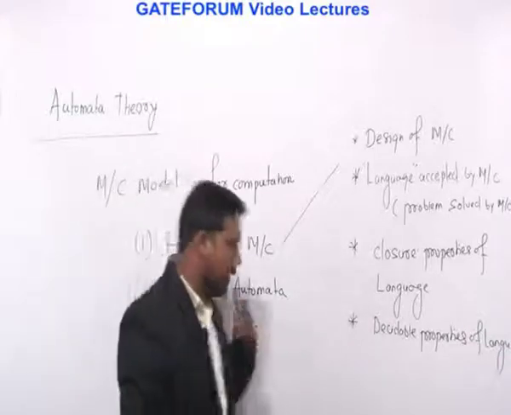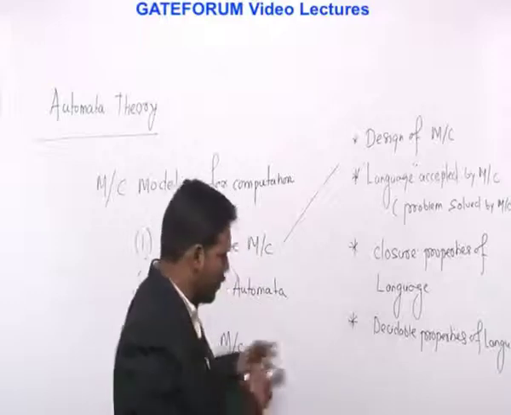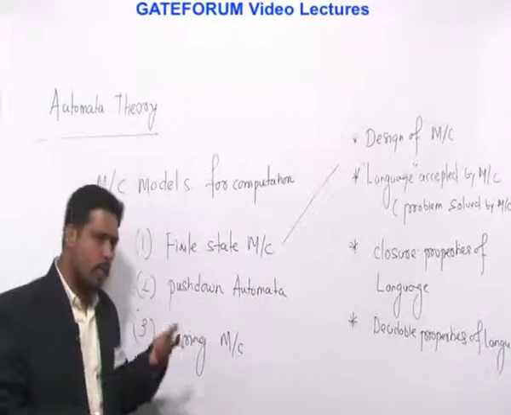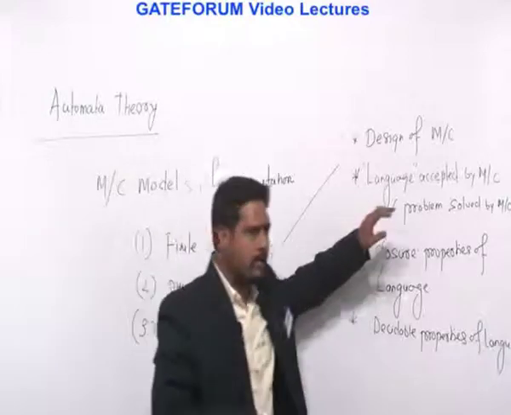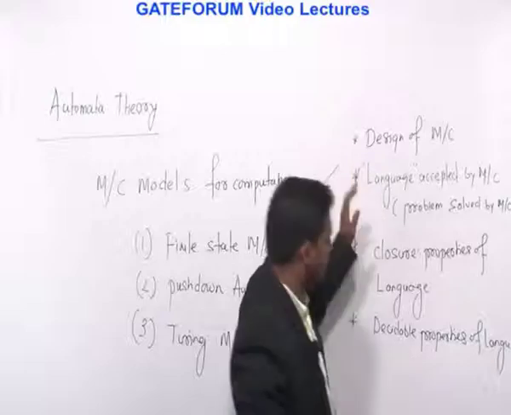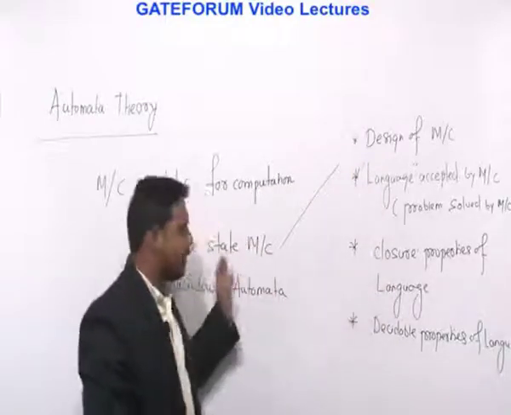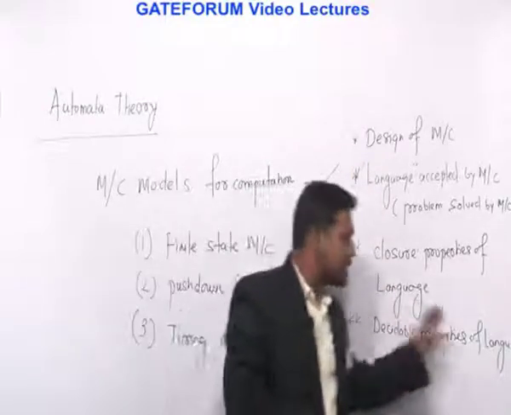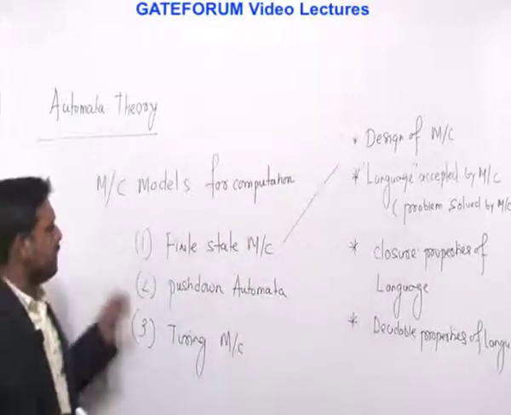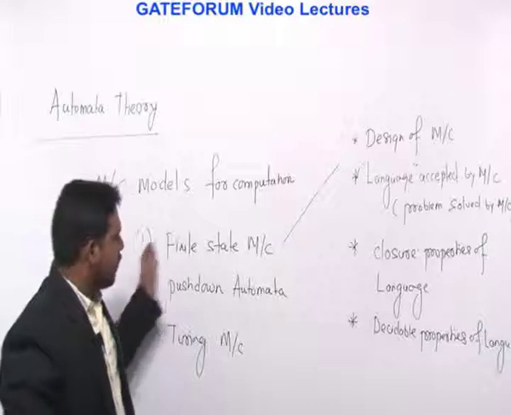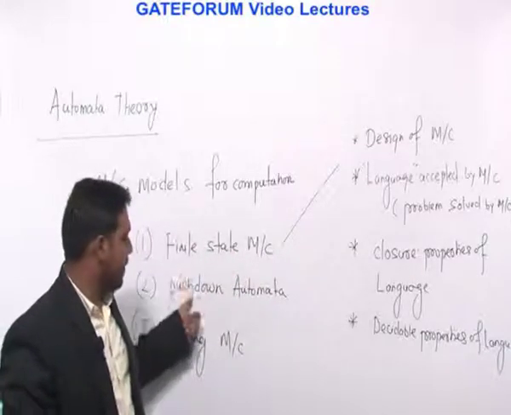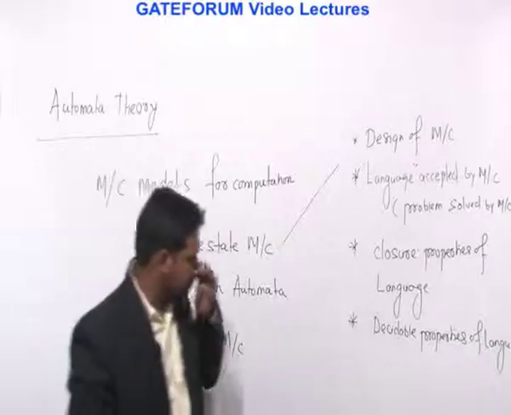But each machine will have some aspects, or you can say this is the structure of the course, what we are going to do. FSM: what are we going to do in FSM? We'll design the machine. We'll see what type of language it accepts. We'll see what the closure property is for that language, and we will see what the decidable property is for this language. So these are the main aspects we are going through in this course for FSM, PDA, and Turing machine.